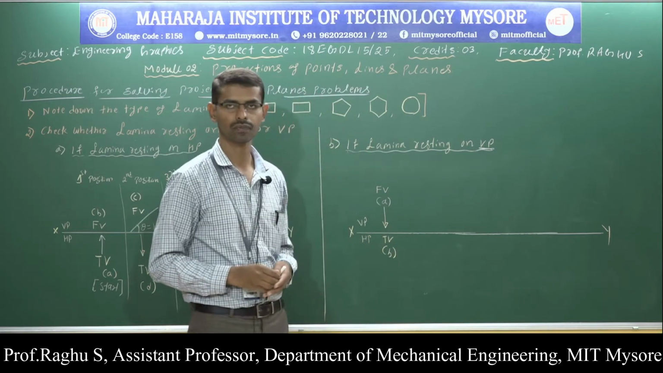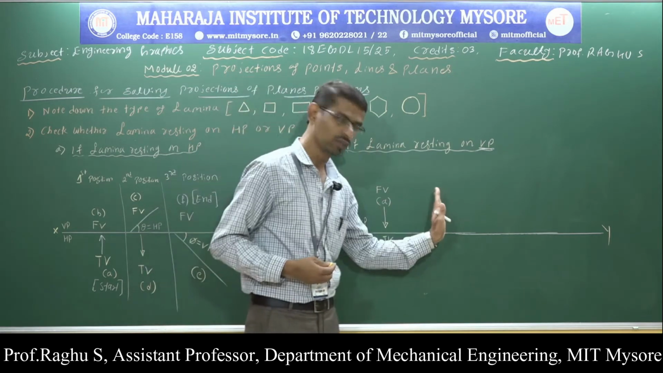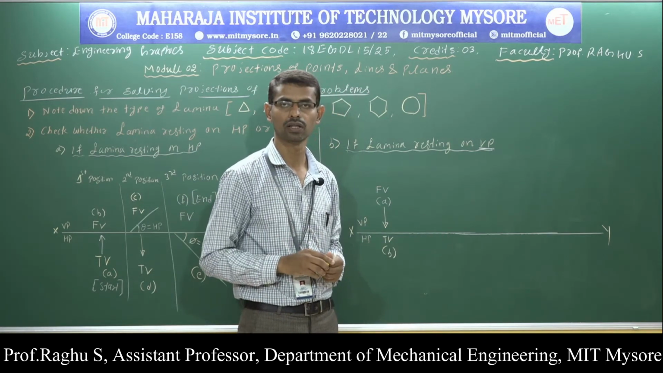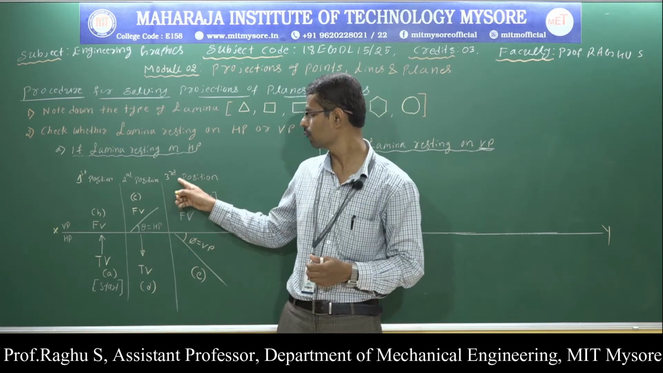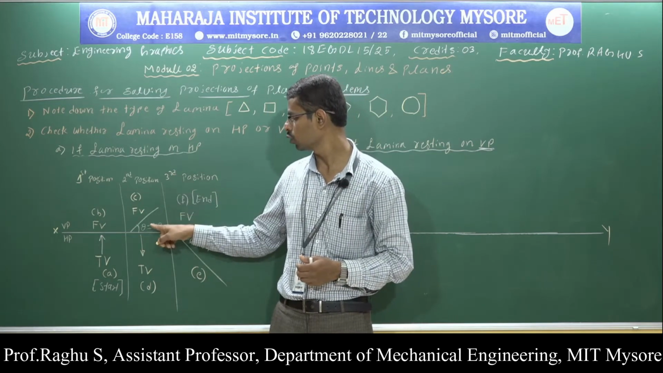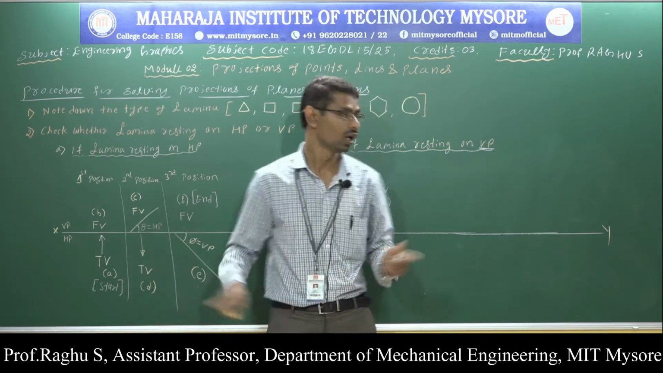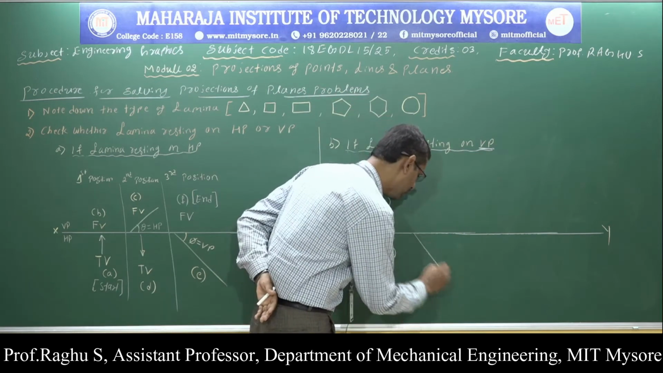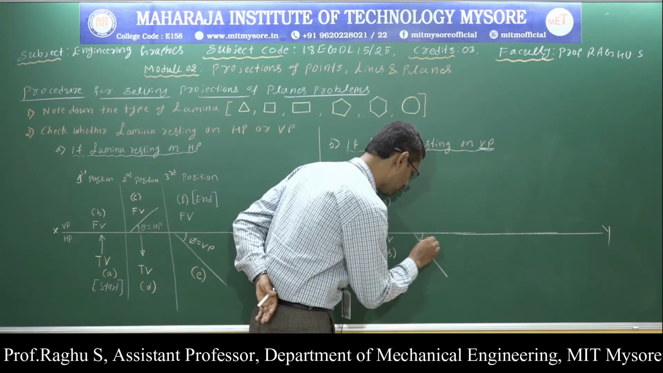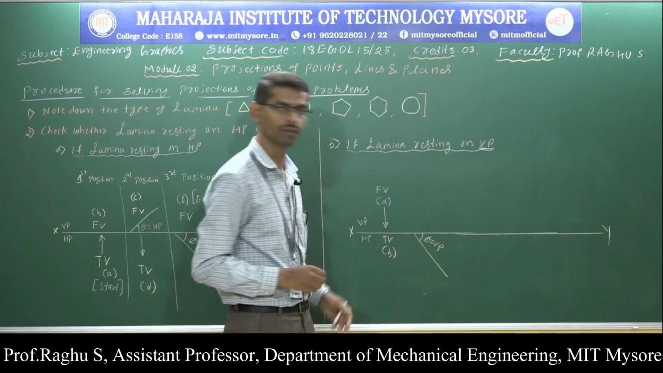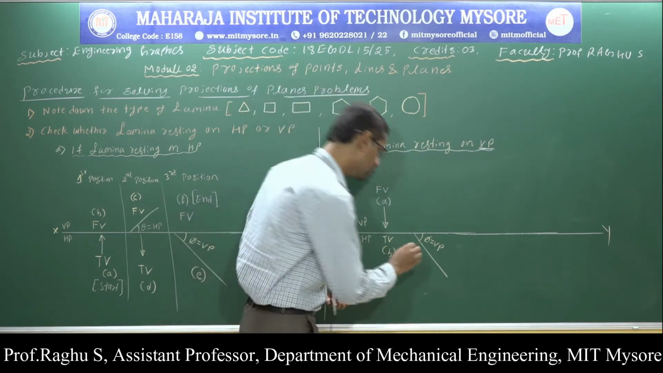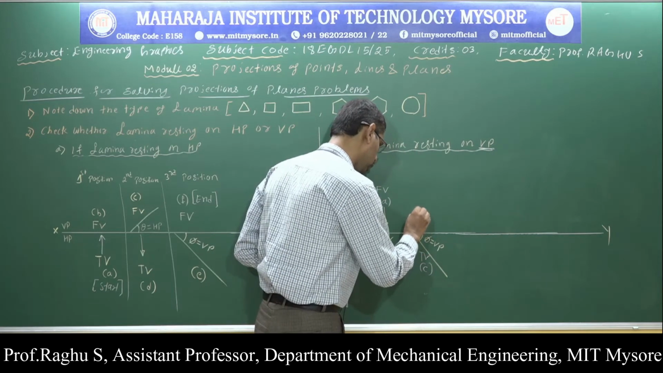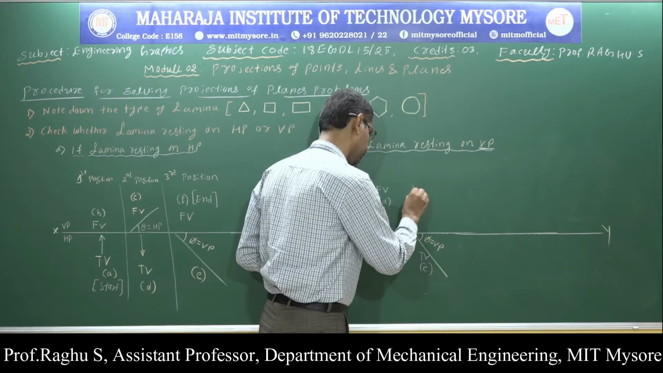This is B. Next, to draw the second position, I need the lamina inclination with respect to VP only. When the lamina is resting on HP, to draw the second position I need the HP inclination. But when the lamina is resting on VP, to draw the second position I need the VP inclination, that is the lamina inclination with respect to VP. It is denoted by angle phi. So this is top view C. Now draw the upward projection to get the front view D.